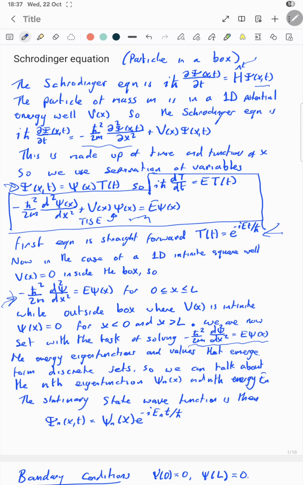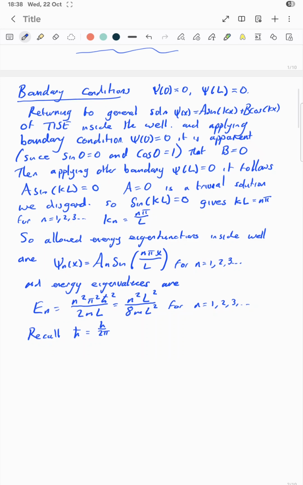this part of the equation. The energy eigenfunctions and values that emerge form discrete sets. So we talk about the nth eigenfunction ψ_n(x), and energy E_n, the eigenenergy. The stationary state wave function is then this, ψ_n(x) e to the minus i E_n t over h bar.